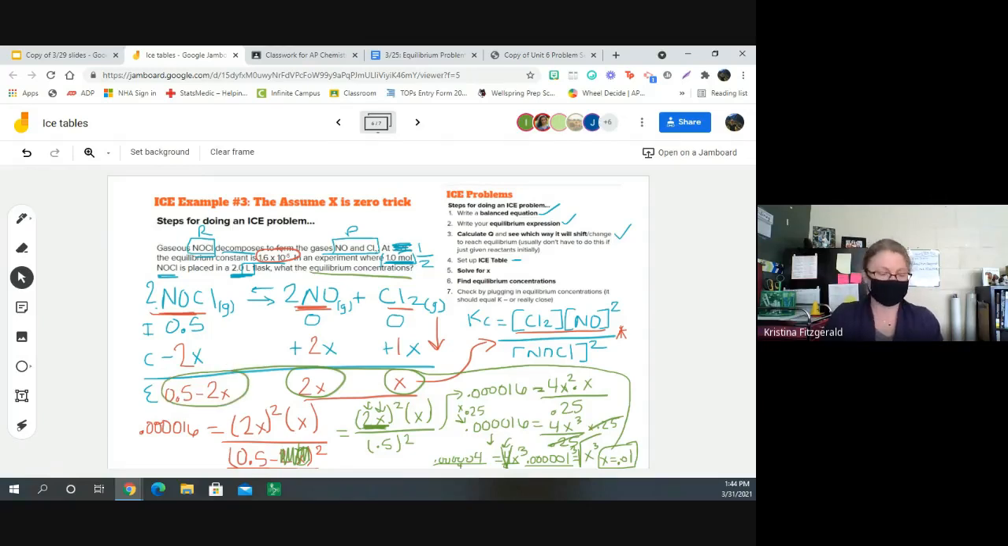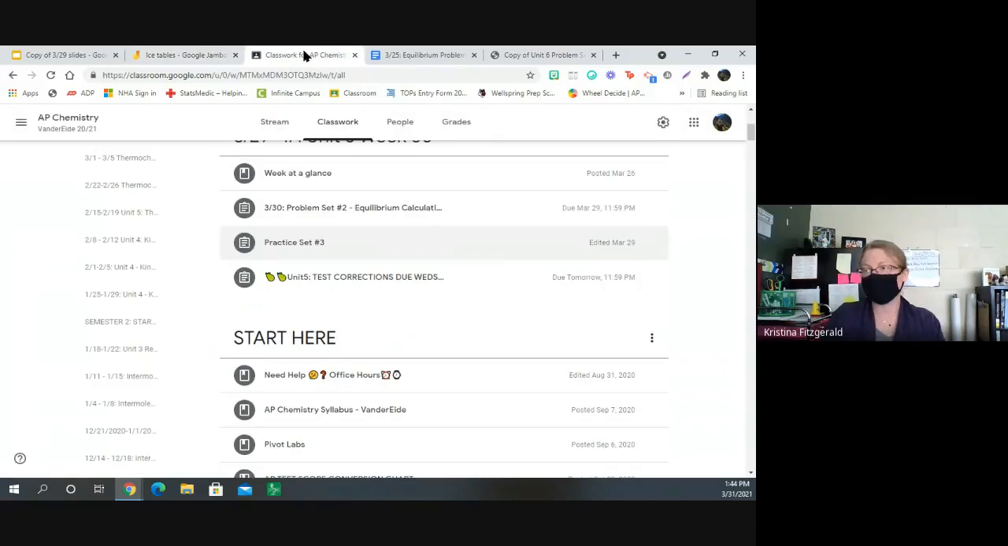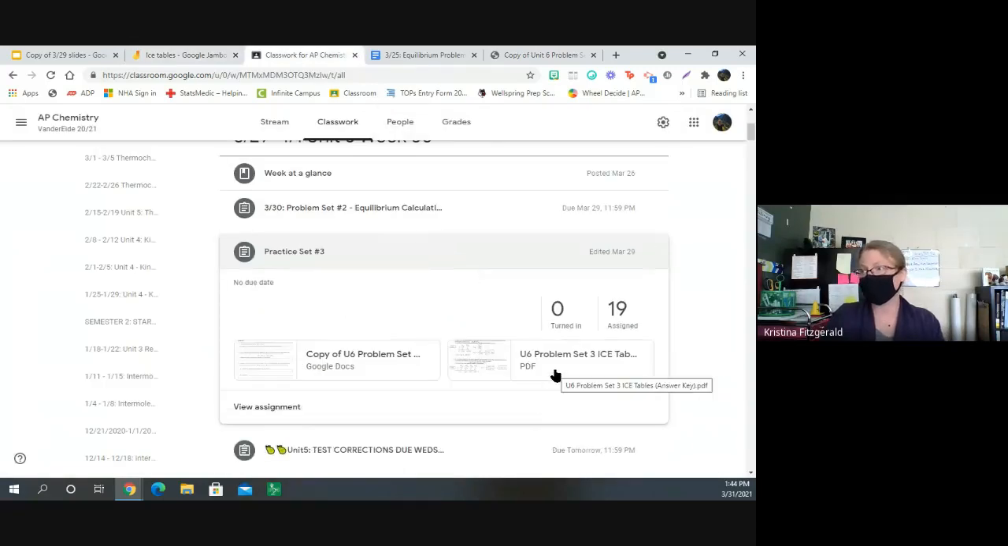And those are ice tables. So when we get back from spring break, you have practice set 3, which is posted with a key already, so you can see all the problems worked out. I know these are pretty intense. Do your best today and tomorrow on them, and then we will try to review them and practice them more when we get back.